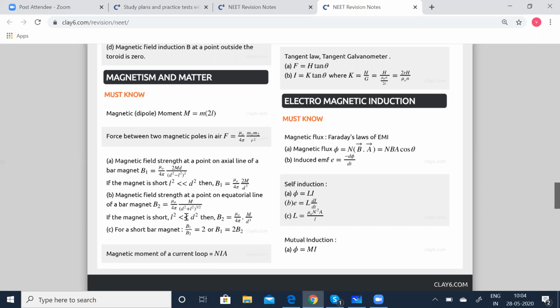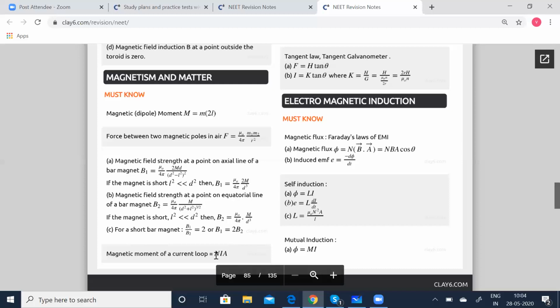Suppose the magnet is short, then L squared is very much lesser than d squared, then B2 is equal to mu0 by 4 pi into M by d cubed, where M stands for the magnetic moment and d stands for the distance of the point from the magnet. For a short bar magnet, B1 by B2 is equal to 2, or B1 is equal to 2 B2.